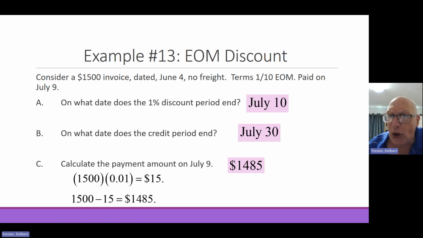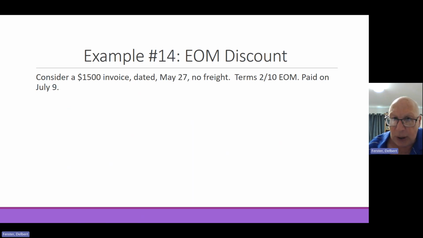Contrast what we just did on 13 with what's going to happen on 14, and it's all relative to the date on the invoice. All right, so on 14, check me out here. The invoice is dated May 27th. So that's after the 25th of May. Now, in this sense, we catch kind of a break because we're not going to have to make our payment in the next month. We won't have to make our payment in June. In effect, it carries over to the following month, which is July.